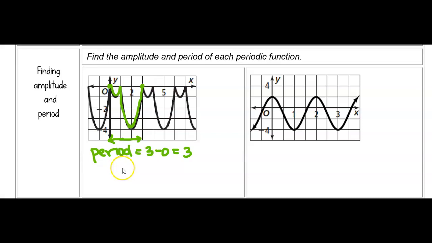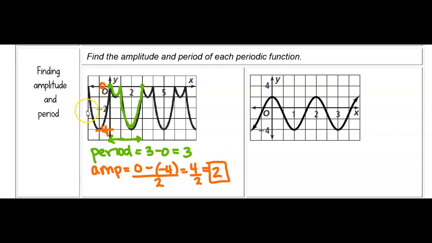So now let's talk about the amplitude. So the amplitude is the maximum minus the minimum divided by 2. So our maximum this thing goes to is 0. So that's the highest. Minus the minimum is -4. So 0 minus -4. And then we have to divide that difference by 2. So we're going to end up with 4 divided by 2 is 2. So my amplitude is 2.